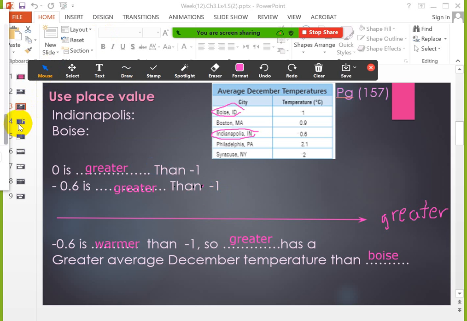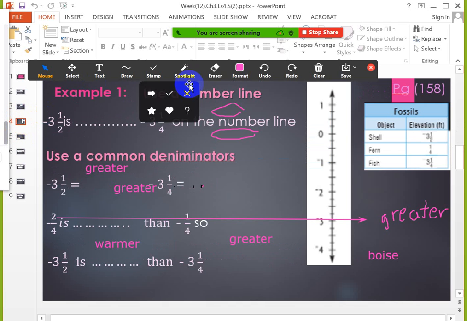On the second page. Did you finish, girls? If you finish, please type 1 in the chat. Okay, I think all of you finished. Let's move to the second page.